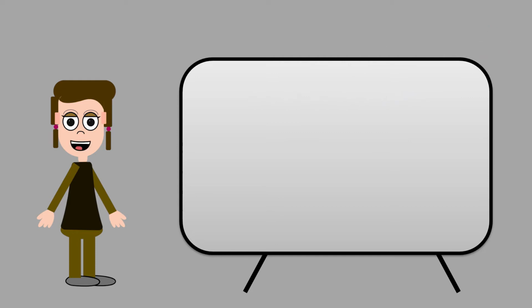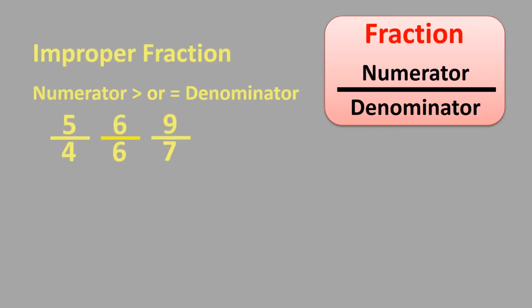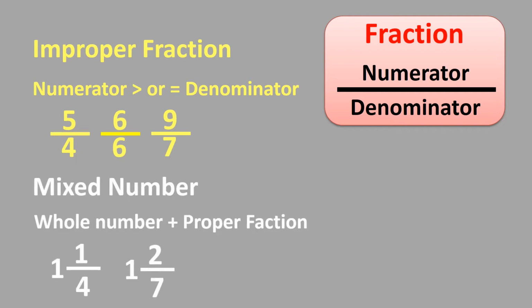Today we are going to learn how to convert an improper fraction to a mixed number. Remember, an improper fraction is a fraction with the numerator greater than or equal to the denominator, such as 5/4, 6/6, and 9/7. A mixed number is a number which is represented by a whole number plus a proper fraction, such as 1 and 1/4 and 1 and 2/7.